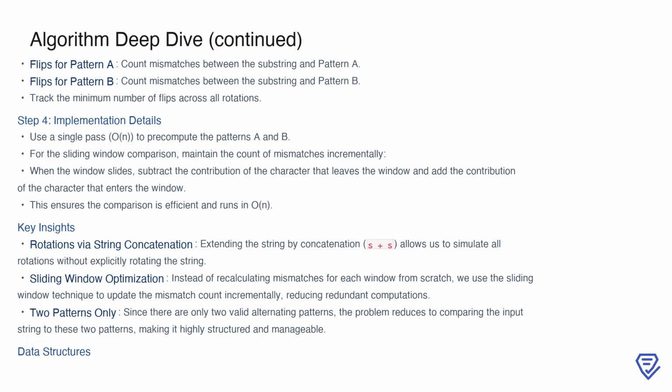During the sliding window comparison, we optimize the mismatch calculation using an incremental approach. As the window slides, we adjust the mismatch counts by removing the contribution of the character that leaves the window and adding the contribution of the character that enters. This avoids recalculating mismatches for the entire window each time it shifts, ensuring the process remains efficient with an O(n) runtime.